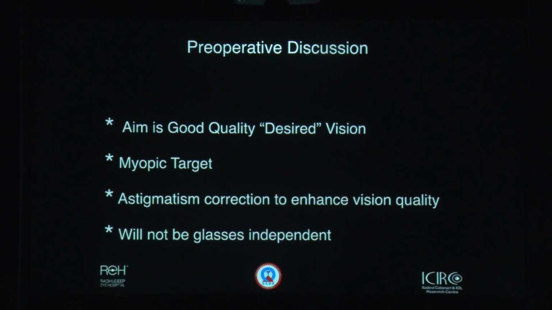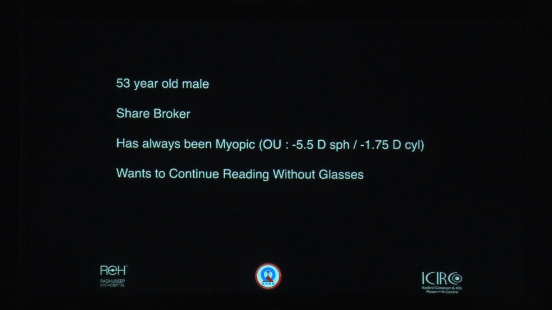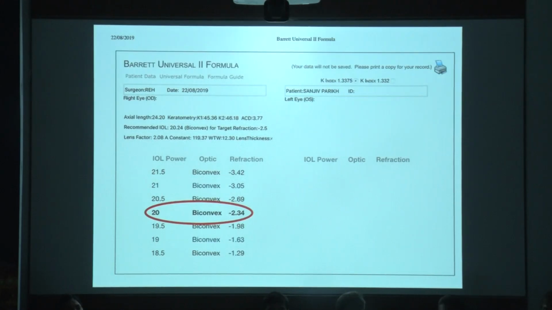Now, this is one last case I wanted to show. This is a 53-year-old share broker who has always been myopic, moderately myopic with some astigmatism, and he wants to continue his distance glasses and not wear reading glasses because that's how he's been used to. And we did a toric IOL calculation with a target myopic refraction.